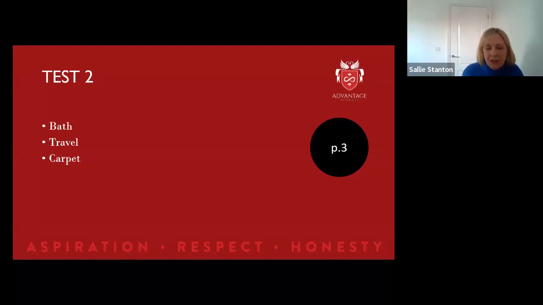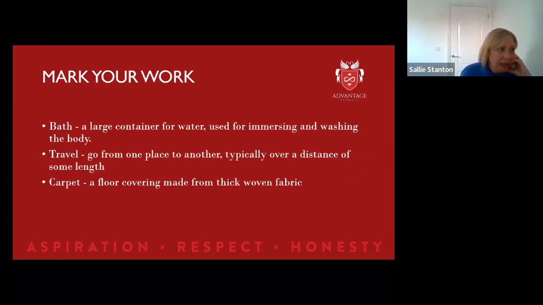Okay, and I'm going to put the answers up. So again, it doesn't have to be the precise definition, but have a look and give yourself a mark out of 3, and then pop that mark out of 3 in the chat, please.